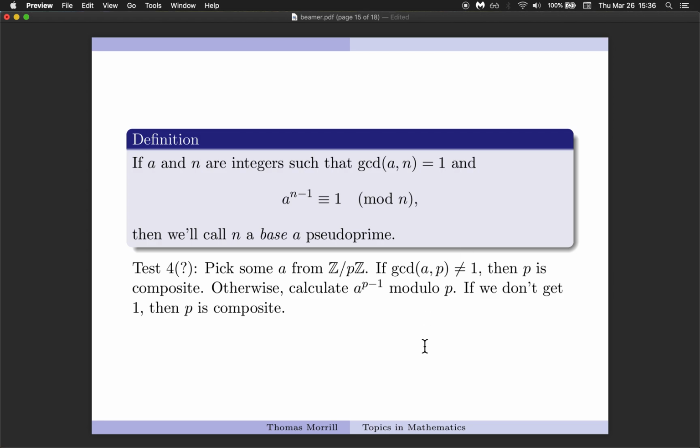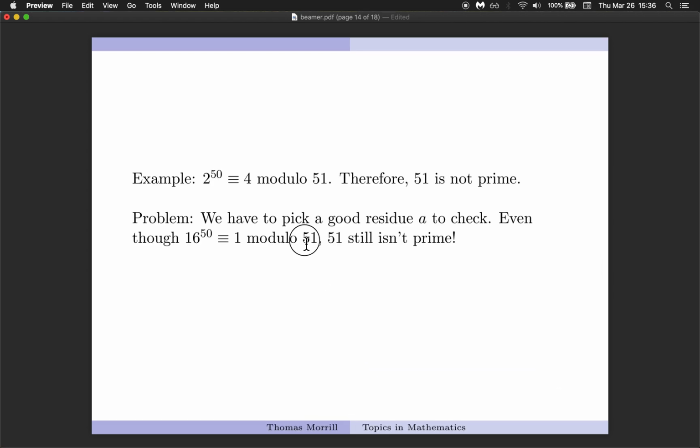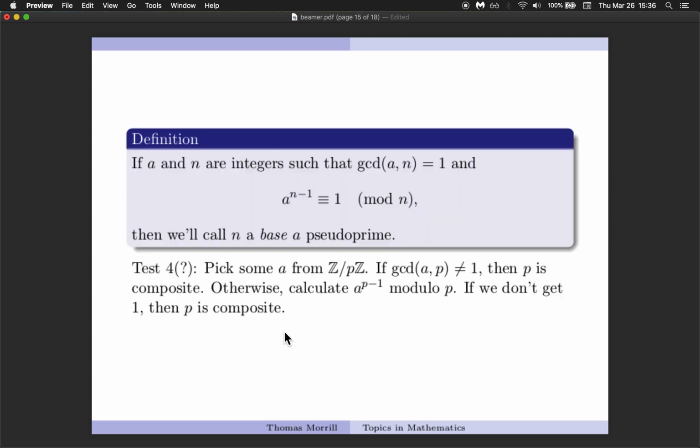So let's go back a slide. 51 passes the test when I look at 16. So 51 is a base 16 pseudoprime. That's how I would say that. So let's update this test. See if we can make it better.